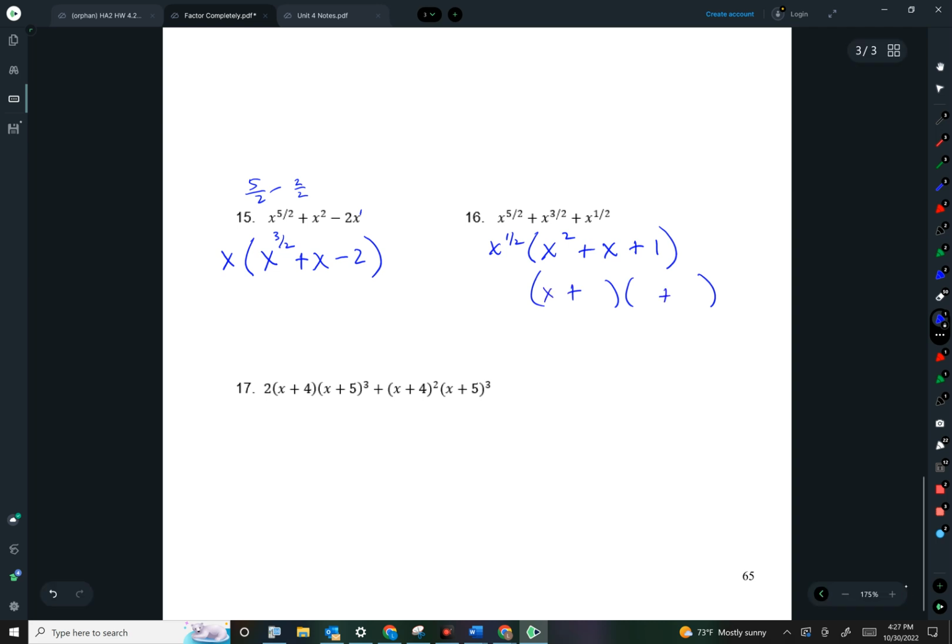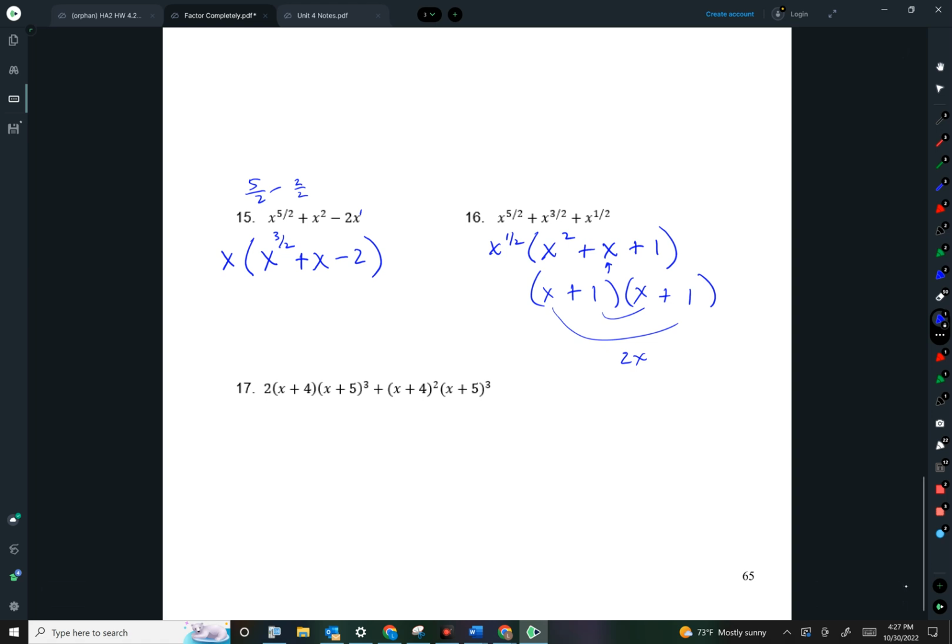The only possibility here is x and x. The only possibility to get 1 is going to be 1 and 1. So in other words, I have no choice. This is the only way that I could possibly factor x squared plus x plus 1, but it doesn't work, because when you check the outer and inner, you're going to get 1x plus 1x is 2x, and that's not what the middle term is here.